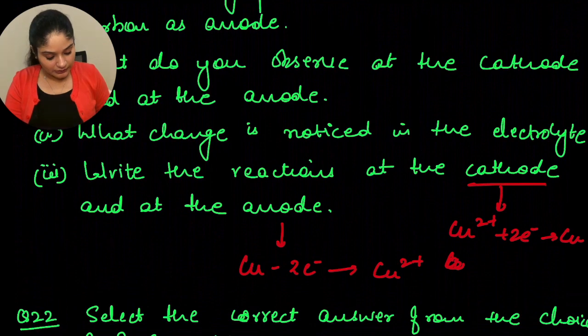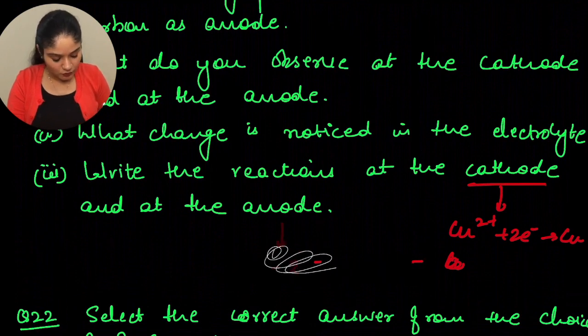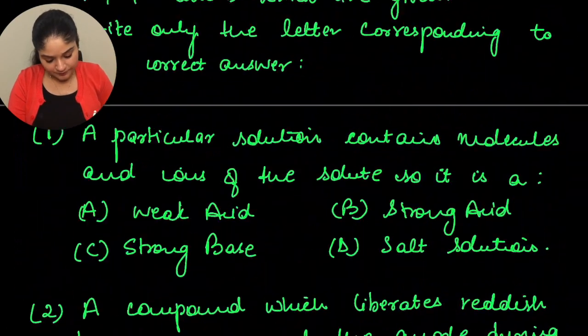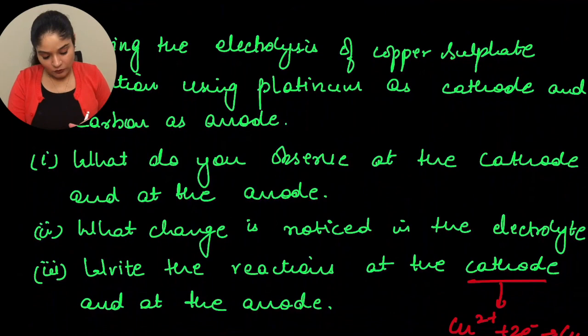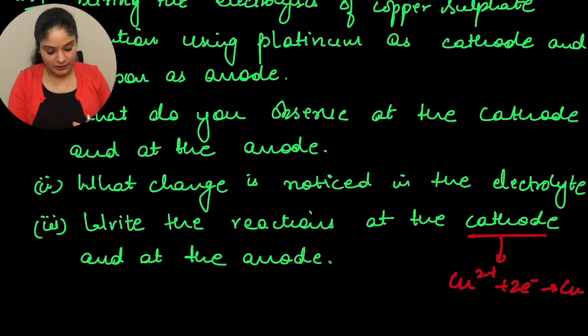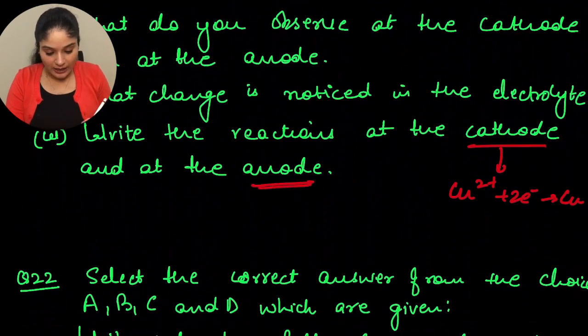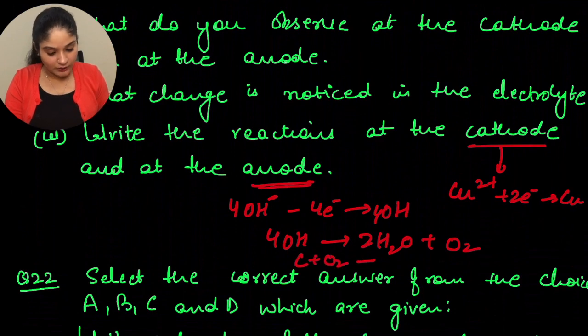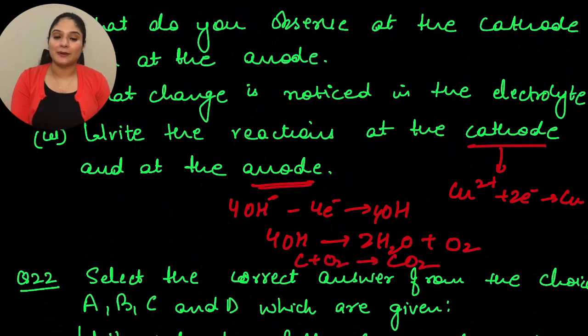Oh, sorry. In this case, at anode, you won't have copper happening, because if you look at the question again, during the electrolysis of copper sulfate, you are using platinum. So this is a different electrolysis reaction. In this case, at anode, what would happen? At anode, you will have 4 OH- ions minus 4 electrons, which will give you 4 OH, and then the 4 OH will combine to give you 2 H2O plus O2. Then C plus O2 will give you CO2. So this is what will happen at anode.